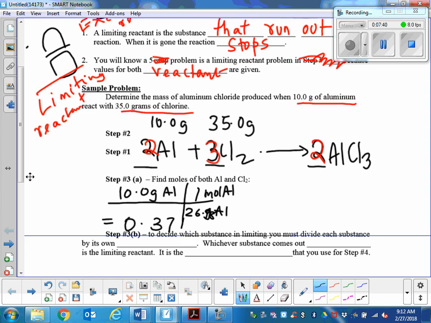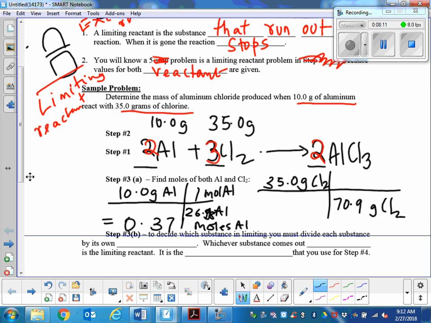0.3706. Let's make it 0.371 moles of aluminum. Are we good? Let's find out the moles of chlorine. Remember it's Cl2. So 35.0 grams of Cl2. What number will I divide it by? 70.9. Why? Because Cl2 is 1 mole.